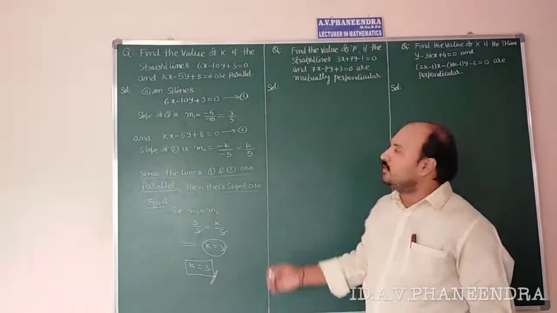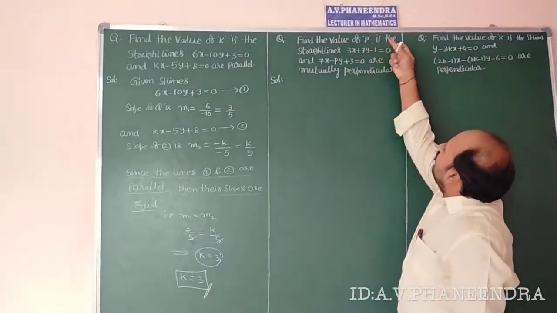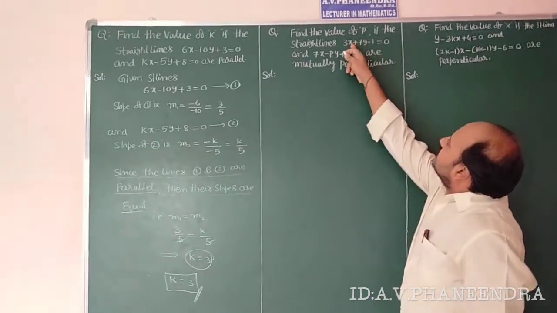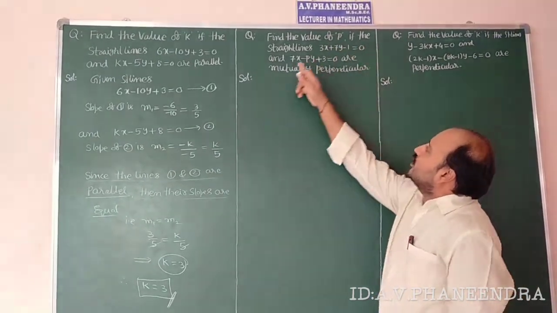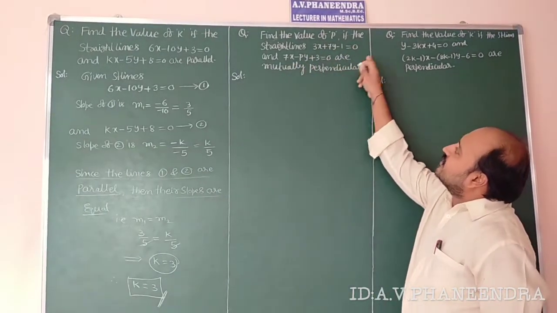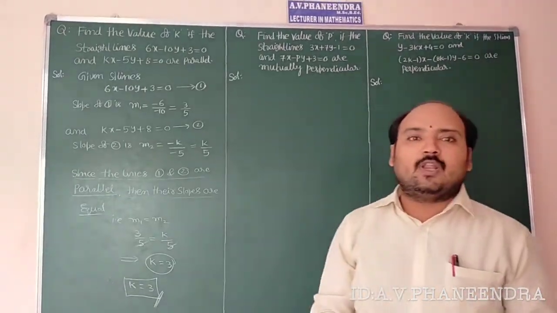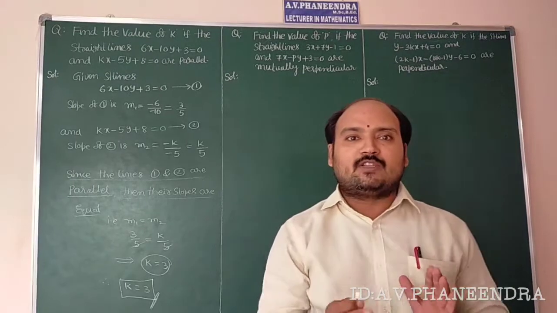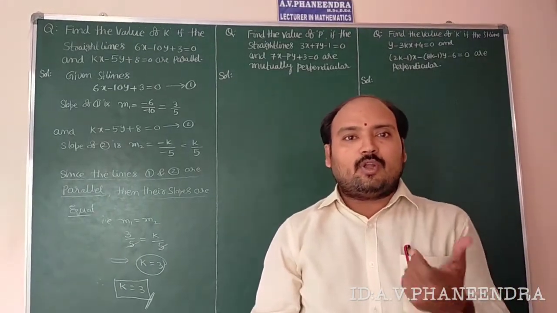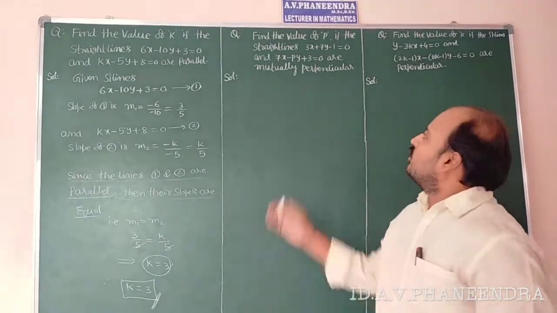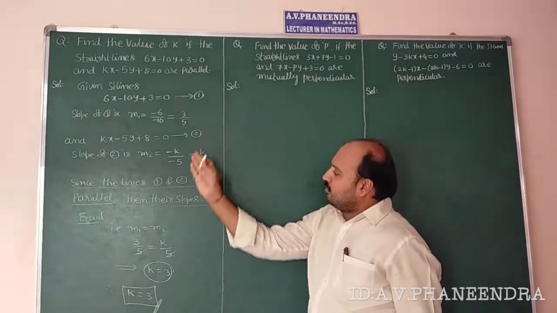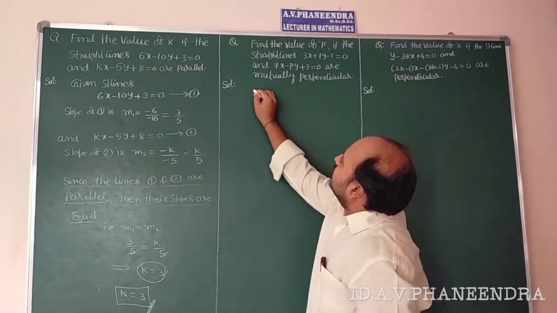Come to the next question. Find the value of p if the straight lines 3x plus 7y minus 1 equal to 0 and 7x minus py plus 3 equal to 0 are mutually perpendicular lines. We have to know about when the lines are perpendicular. The product of two slopes equal to minus 1. So first given lines, like the previous problem you have to do, but changes only the condition.